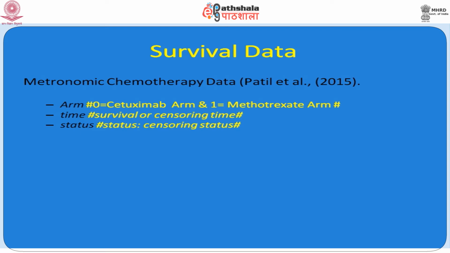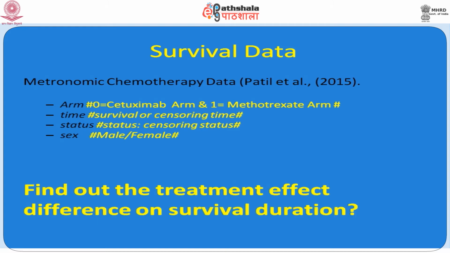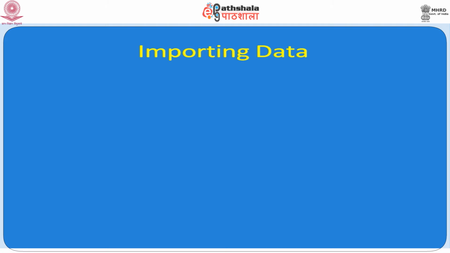Generally, most of the packages compatible in R consider the variable called status, and in your study, if your variable is coded as death, then you have to alter it to status to perform the survival analysis. The fourth variable is sex, and males and females are coded accordingly. Now we will illustrate our objectives through these questions, to find out the treatment effect difference on survival of the patient. Now we are going to import the data.